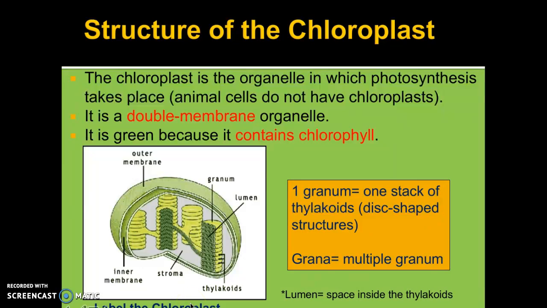So, structure of the chloroplast. The chloroplast is an organelle in which photosynthesis takes place. Animal cells do not have chloroplast, obviously. It is a double membrane organelle, which means it has two membranes, and it's green because it contains chlorophyll A, B, and so on. So these are just the different parts. Make sure that you label some of these parts. One granum is basically one of these stalks right here. We call this a granum. And then within them, you're going to have thylakoids, which is basically where photosynthesis is going to take place. Those are thylakoids there, those little discs inside of them.